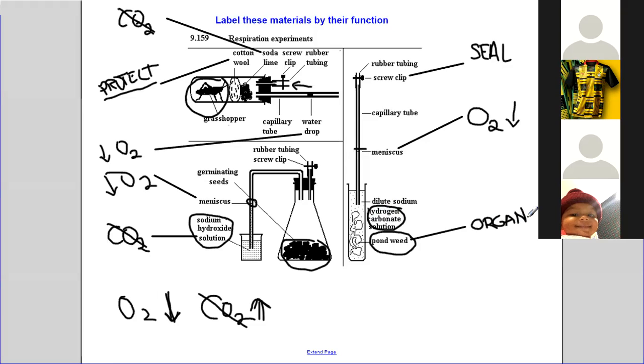Just tell. I'm writing out the word. I'm hoping that you'll... Organism? Yeah, it's the organism. Yay! Now this is pondweed, so it's a plant. So do you think this plant is in the light or in the dark to be measuring respiration? In the light.